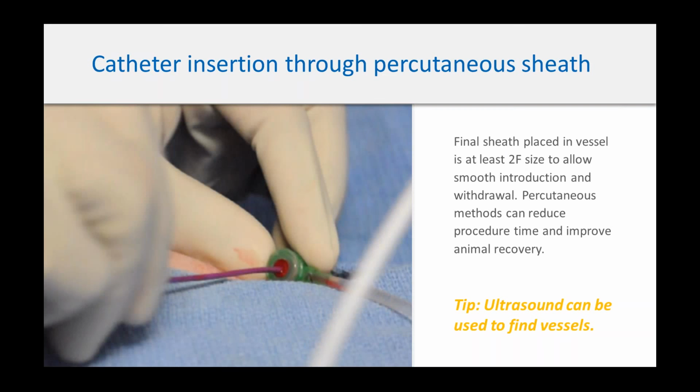And the percutaneous methods we find are great, particularly for recovery, because we do a lot of survival procedures where we're getting PV loops at the beginning of an experiment or the beginning of the model making, and then again sometime in the middle and maybe at the end.